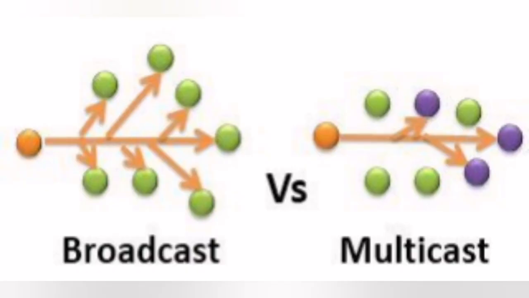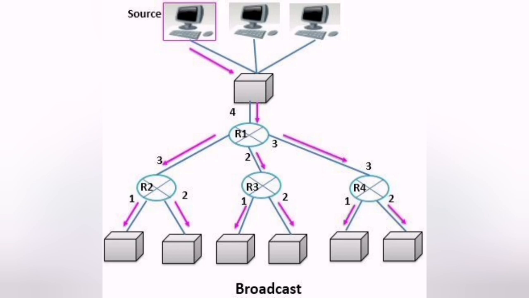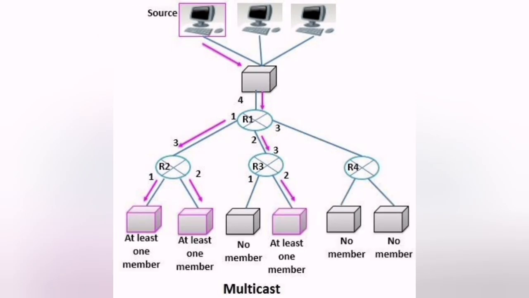So the main difference between a broadcast and a multicast is that in a broadcast, when a packet is sent from the source, it reaches all the devices in the network, no matter what device is on the network. Then each device may accept the packet or reject it according to its need. While in a multicast, the packet sent from the source will reach only multiple devices on the network.